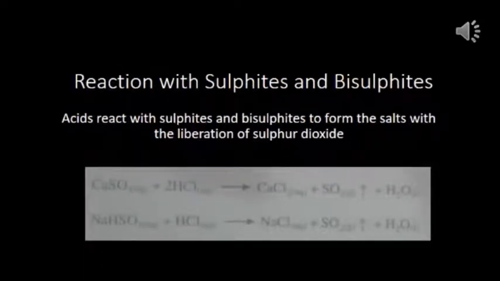Reaction with sulfites and bisulfites. Acids react with sulfites and bisulfites to form the salt with the liberation of sulfur dioxide gas. When calcium sulfite reacts with hydrochloric acid, it will produce calcium chloride, sulfur dioxide gas, and water.